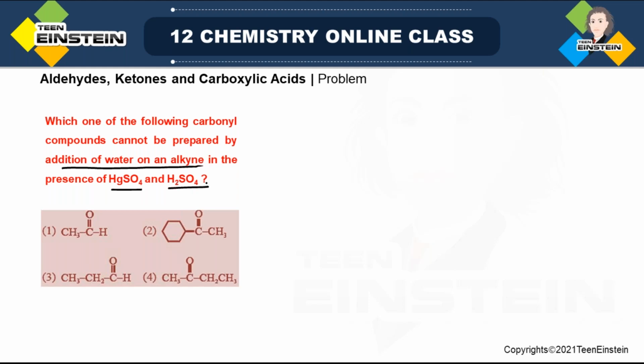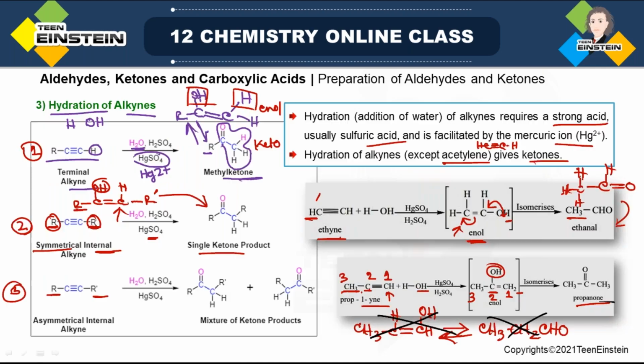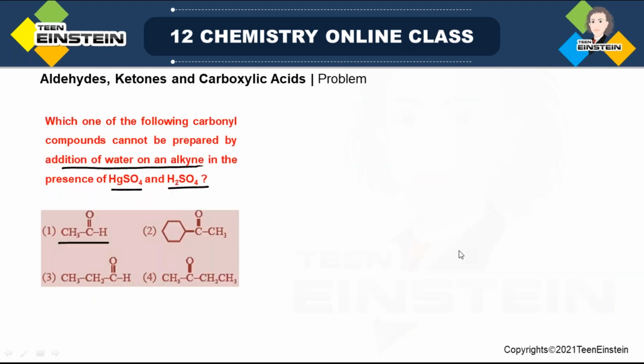Now what we have seen in the previous example is that first there is a triple bond, you add water, there is addition of H and OH according to Markovnikov, and finally there is keto-enol tautomerization. And CH3CHO, this molecule we have already prepared from ethyne. That means you can prepare this molecule, right? Then the second molecule, cyclohexane system C double bond O CH3.